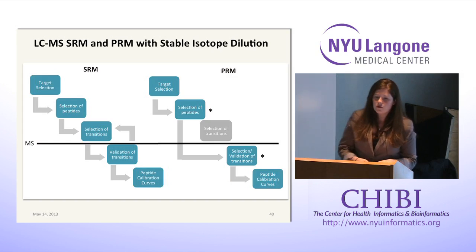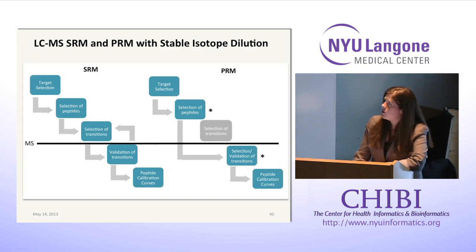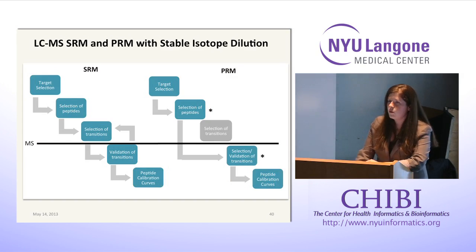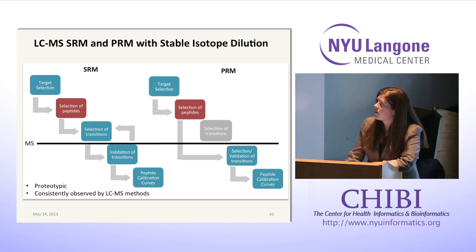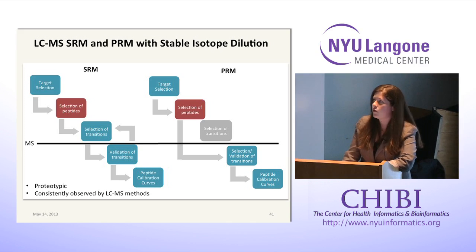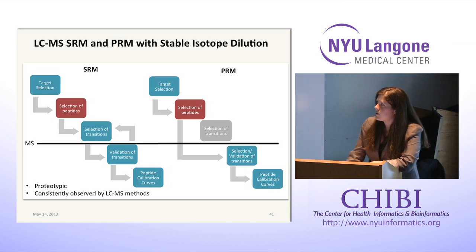So we've been working very closely with the group at WashU, and we've been able to help them at 2 different steps of this process. The first is in the selection of peptides, and the second is in the selection and validation of transitions post data acquisition. So here in PRM, you can see we're able to skip this selection of transition step and just measure everything and then select and validate after we measure all of the transitions. So I'll start by going through the tool we developed for selecting peptides.